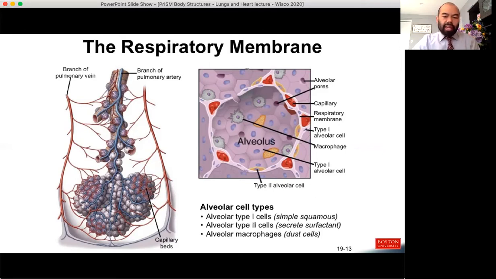Let's go back to the blood flow here. The capillaries are the terminal ends of the pulmonary artery and the beginnings of the pulmonary veins. So the pulmonary artery comes from the heart. It's delivering relatively deoxygenated blood to these alveolar sacs. We have gas exchange in the sacs, getting rid of carbon dioxide and taking up oxygen. And then the oxygenated blood returns back to the heart via the pulmonary veins.